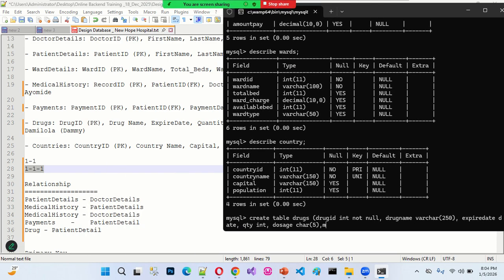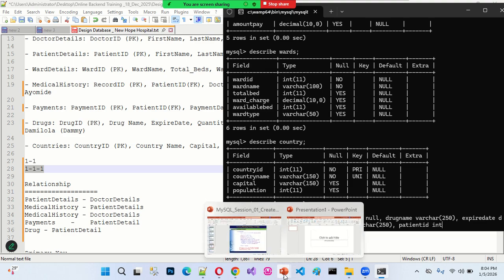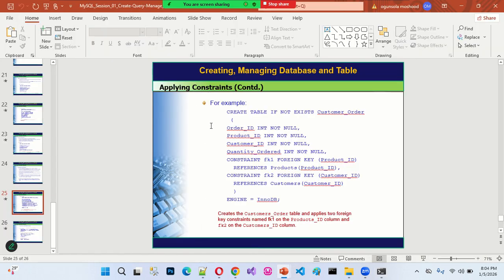So here now I can say manufacturer, the company that produces the drug, varchar, and that may be around 250 letters again because company name might be long. And patient ID. I say patient ID now. Patient ID here is going to be integer. Okay, you see now, all these are the columns for the new table I'm creating now.